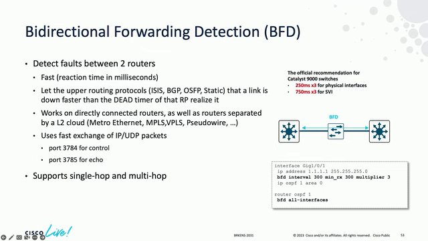And when it comes to Catalyst 9K, which is the base for modern campus networks, the most recommended values to use for BFD are 250 milliseconds with multiplier 3 on the physical interfaces and 750 milliseconds for SVIs.